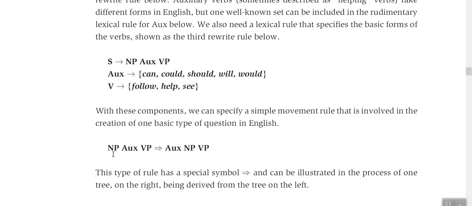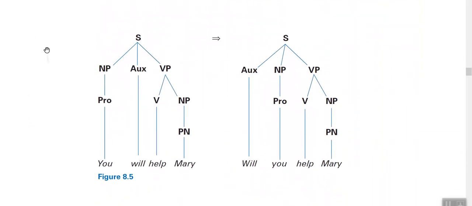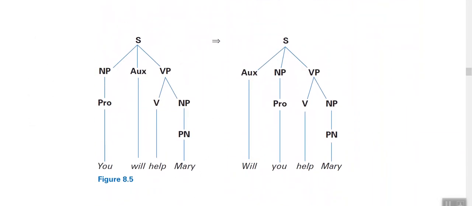Which is the rule? For example, here we have sentence, noun phrase, and verb phrase. Noun phrase, auxiliary, verb phrase. Auxiliary, at the beginning, of course, when we want to make a question, we bring the auxiliary at the beginning. So auxiliary, noun phrase, verb phrase. That's all. Okay? You see here? This is the normal. We know this. We talked about this in detail. For example, sentence, noun phrase, auxiliary, because this is auxiliary.